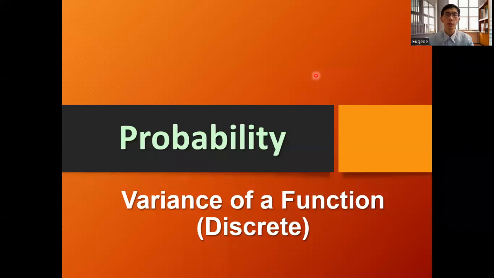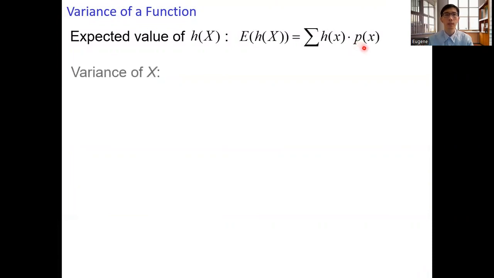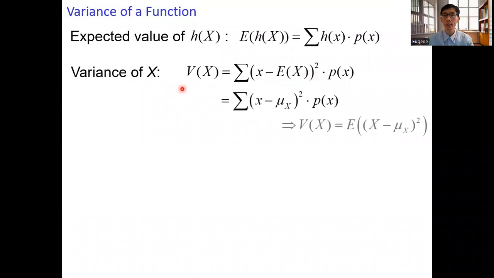Hello everyone. In this video, we talk about variance of a function of a discrete random variable. Recall the expected value of h of x. We get the summation of h of x times p of x. And the variance of x, by definition, is equal to the summation of the square of x minus E of x times p of x. And the variance of x can also be written as the expected value of the square of x minus mu x.